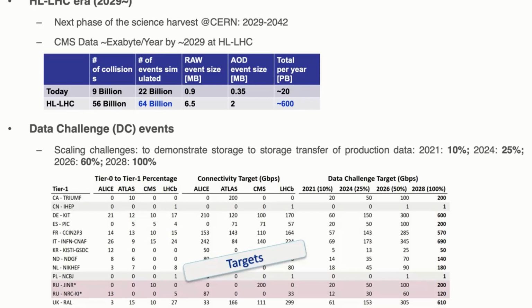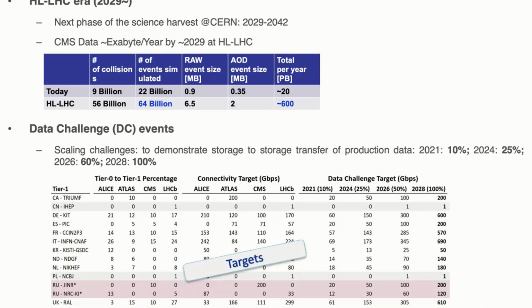So to consider these challenges, to fulfill the requirements of the HL-LHC era, the community established some data challenge events biannually, you can say, meaning every 2 years. The purpose of these challenges is to demonstrate that if we have a huge amount of data and we want to transfer it storage to storage, then how capable our infrastructure is of transferring that huge amount of data, to reach, by 2029, the HL-LHC era requirements. So these are some targets.